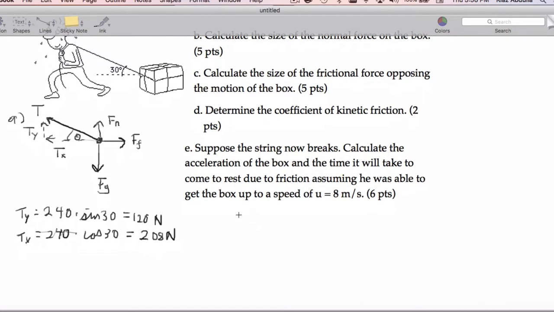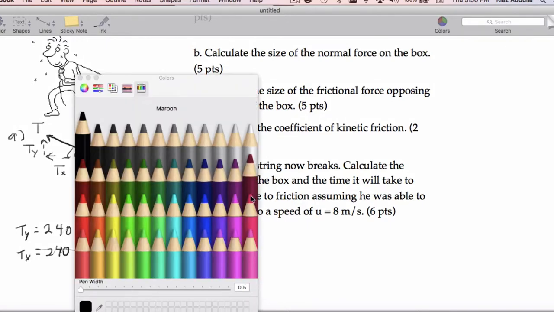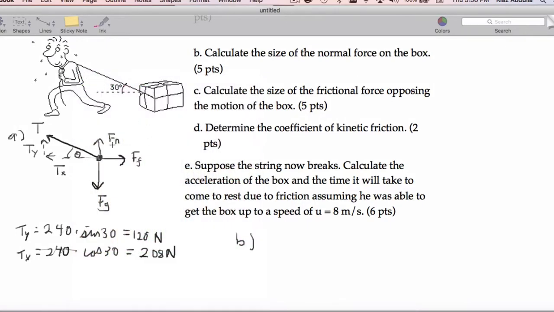Now for part B, we're asked to calculate the size of the normal force on the box. And I'm seeing too many people simply say that the normal force is equal to the weight. We need to be absolutely clear on how we calculate the normal force. The way we calculate the normal force is, once again, we're going to use these vertical components here. So that's going to be Fn plus Ty minus Fg, and all of those forces balance.